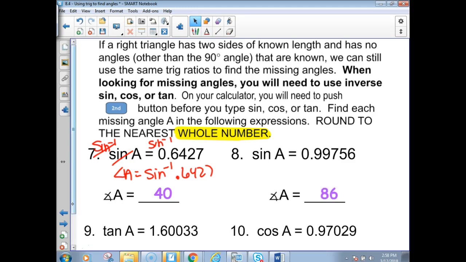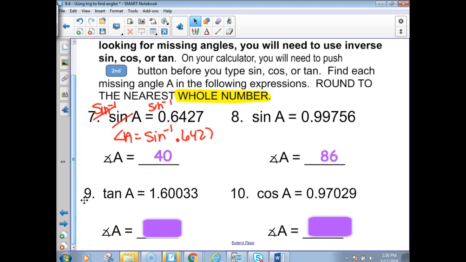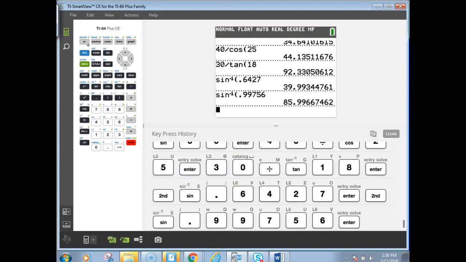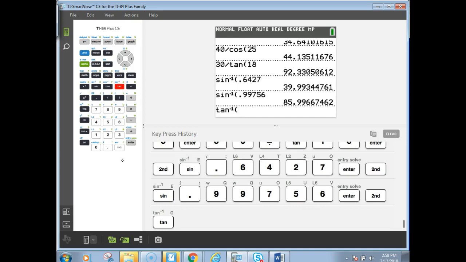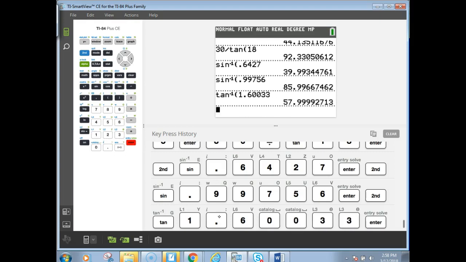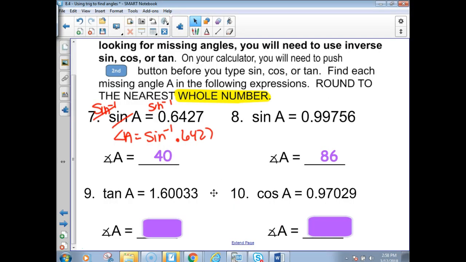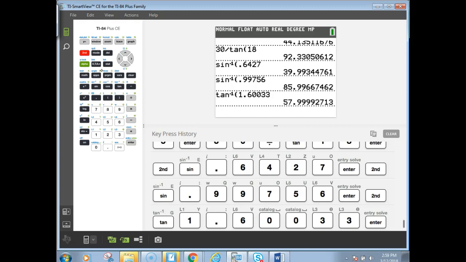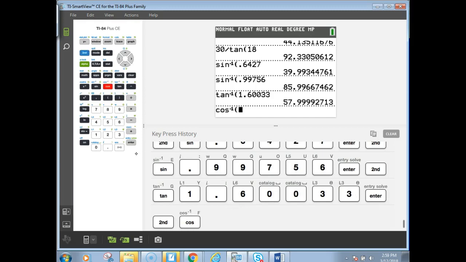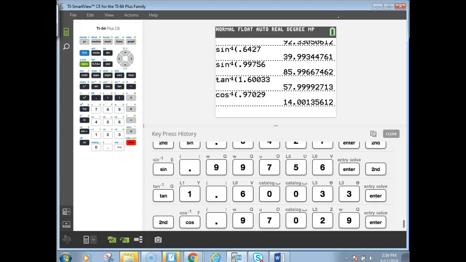Okay, the next one is the tangent ratio. Now, this one, you're going to hit second tangent and put in that decimal, 1.60033. Enter, and you get 58 degrees. And then finally, this next one, we're going to do second cosine, 0.97029. O's aren't zeros, actually. 14 degrees.